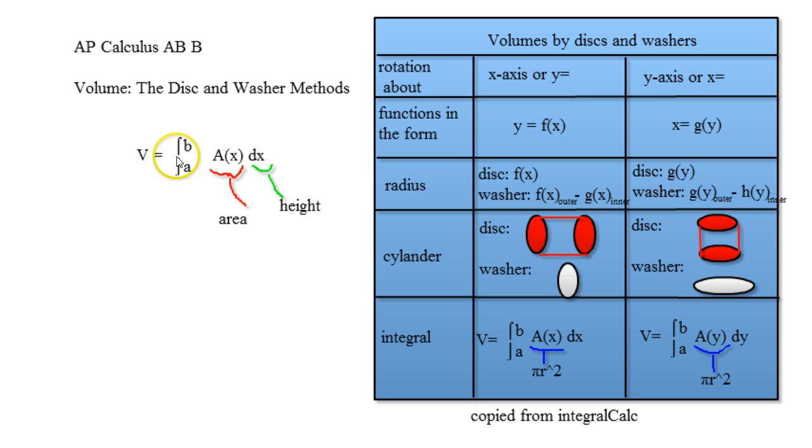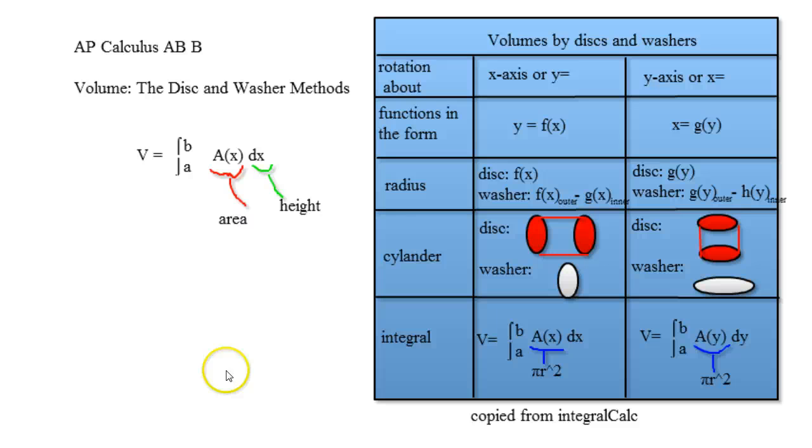The disk and washer method goes off of this idea: the volume of any shape will be the integral from a to b of A(x), which is the area of the shape, dx. Now the dx represents the height of the disks, and if you remember, dx is actually the width of the rectangles that we used in integral calculus. Now we're applying it to the small height of the disks or washers that we use to find volume.